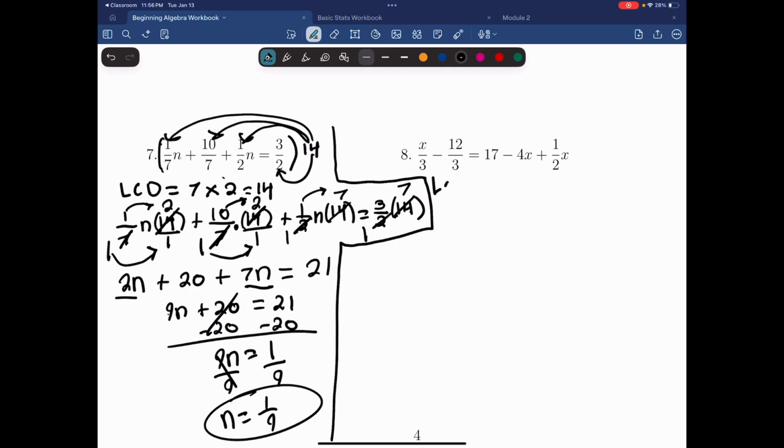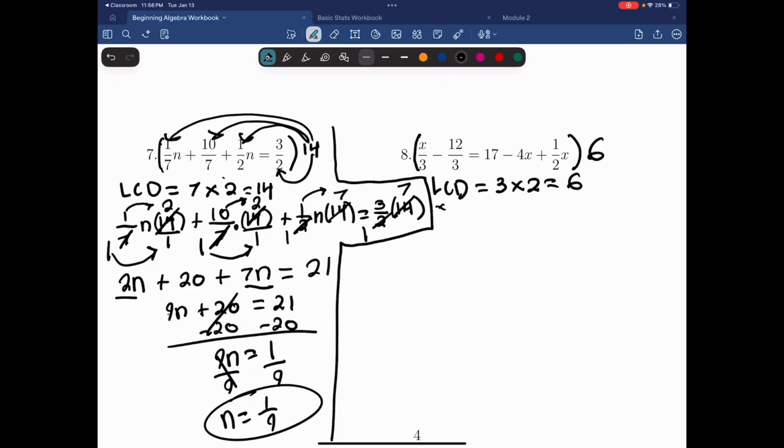So for our least common denominator, we have 2 different kinds of denominators. We have 3 and 2. So I'm going to do 3 times 2, and our least common denominator is going to be 6. So, knowing that information, I'm going to multiply this whole equation by 6.